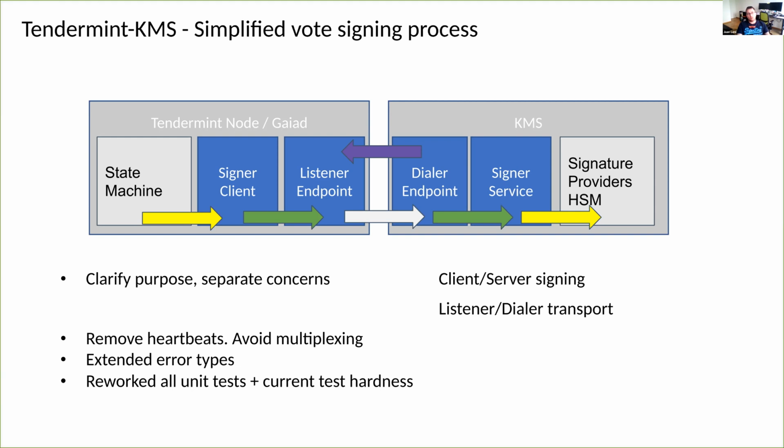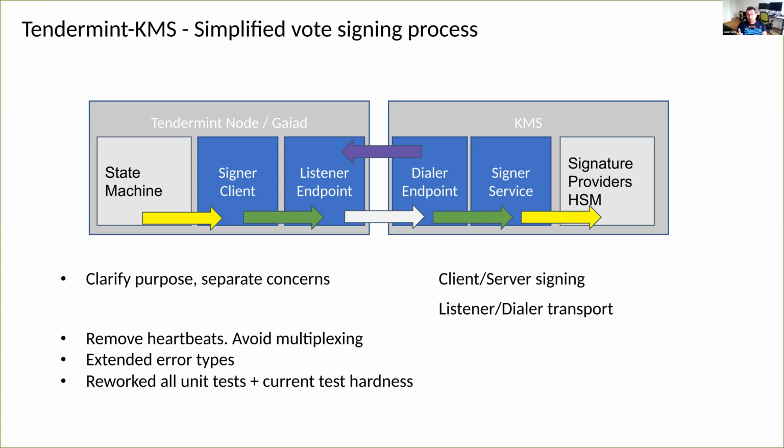So the node has a state machine. The state machine requires a vote. That vote is sent to the signer client. And now the signer client requires a connection to the KMS, but that might not be there because it needs to wait for the KMS to dial in. So it needs to open a port and wait for the other one to appear. In the meantime, the state machine might be blocked, waiting, and this is something we discuss, whether we block or not, but it might need to wait until the endpoint and the connection are established. And once that happens, the listener will connect to the KMS on the dialer endpoint. That will result in a call to the signer service, and then the signature will come back.